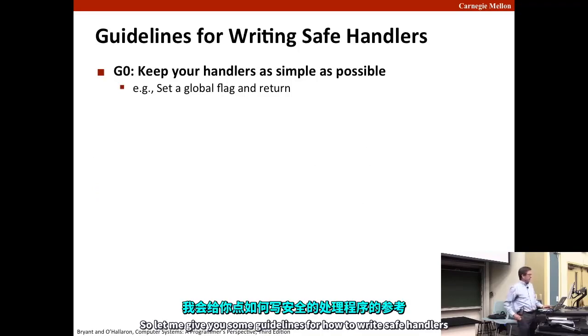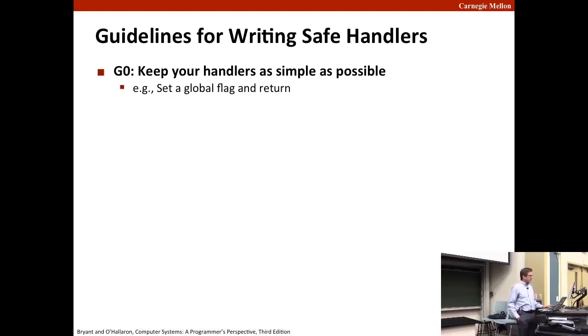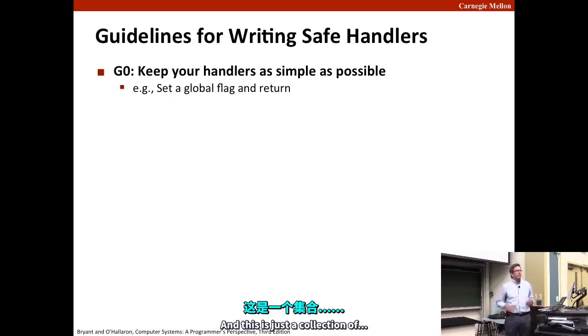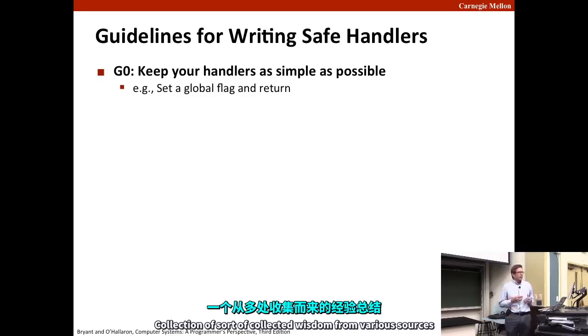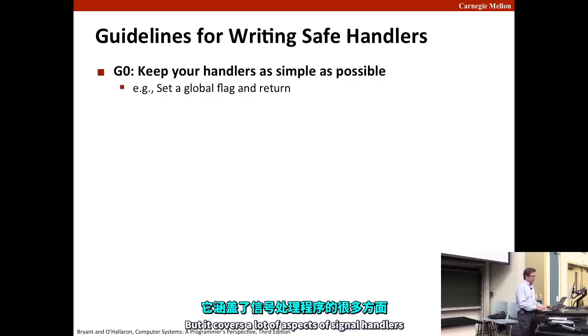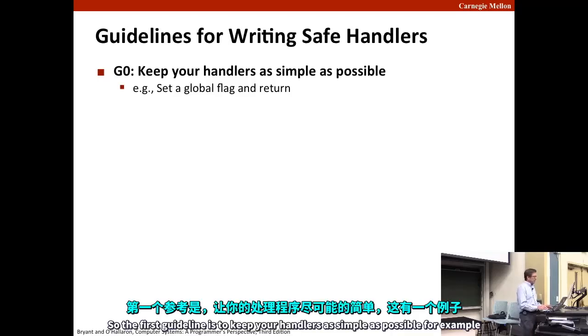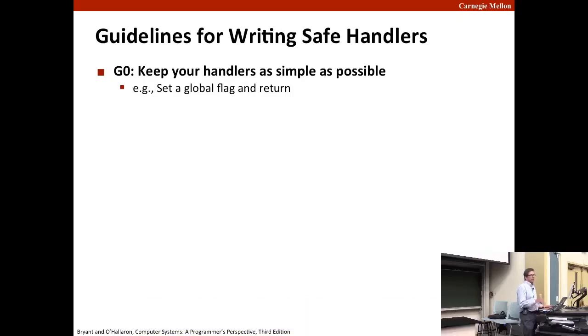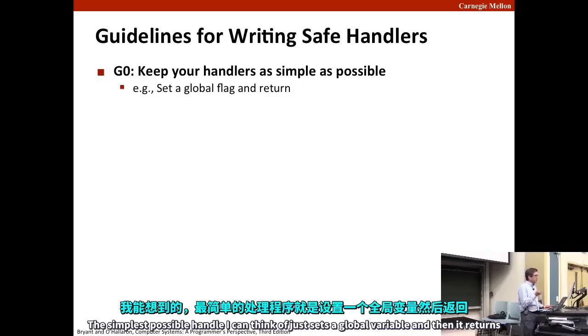So let me give you some guidelines for how to write safe handlers. This is just a collection of collected wisdom from various sources, but it covers a lot of aspects of signal handlers. So the first guideline is to keep your handlers as simple as possible. For example, the simplest possible handler I can think of just sets a global variable, and then it returns.